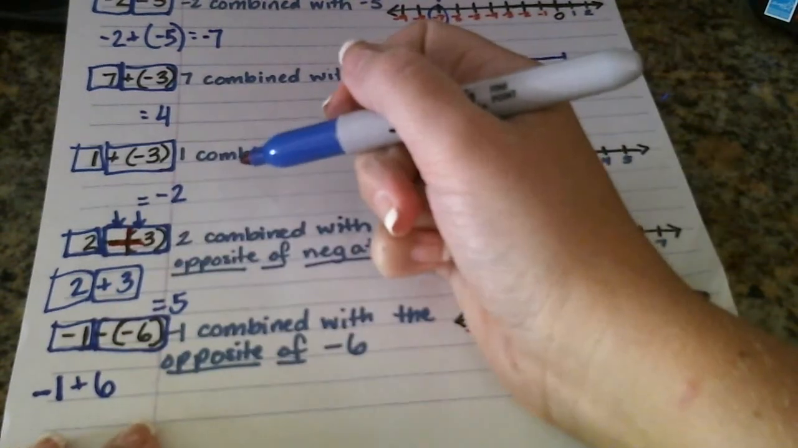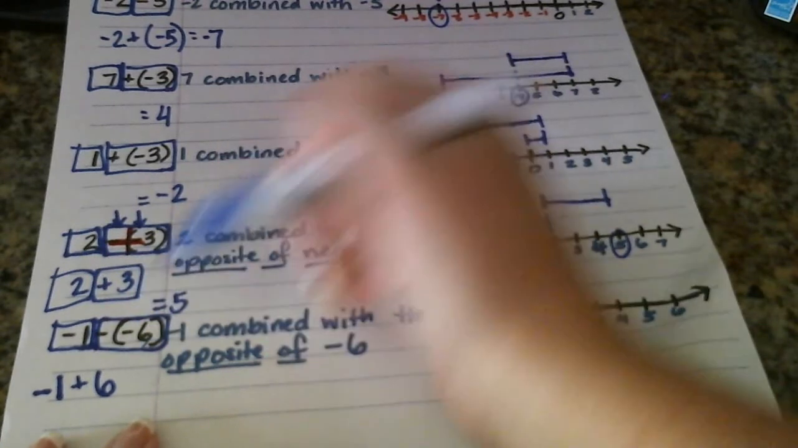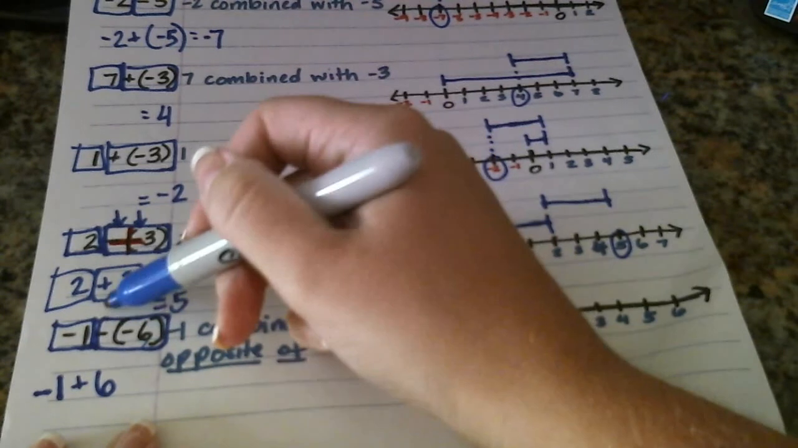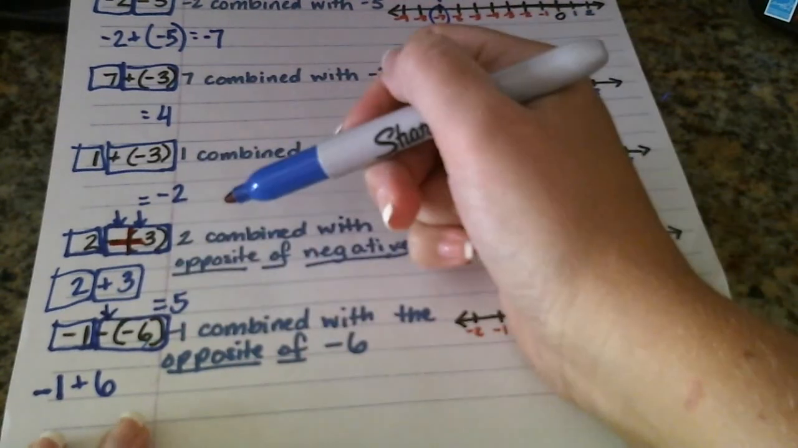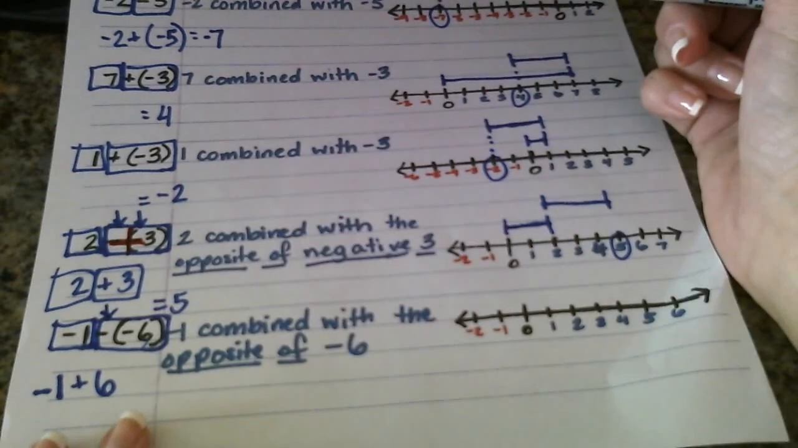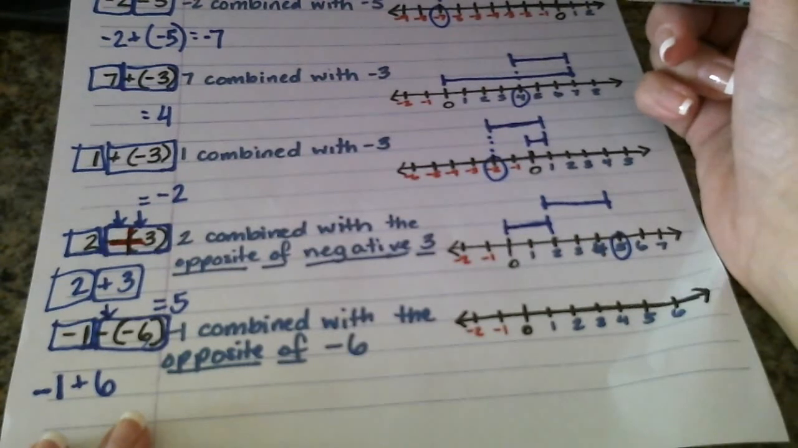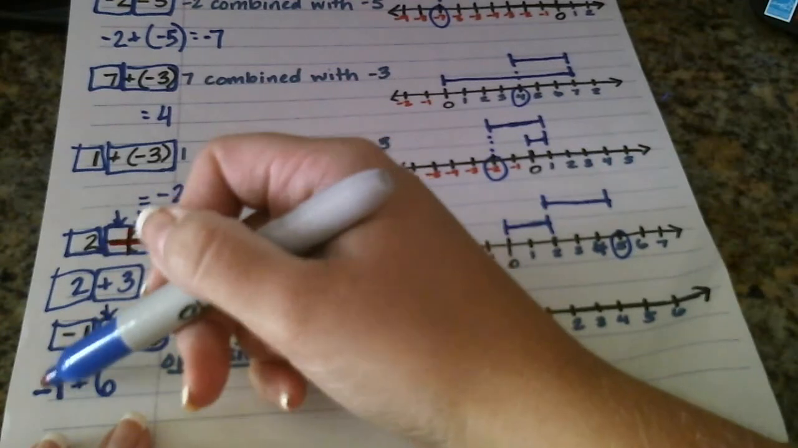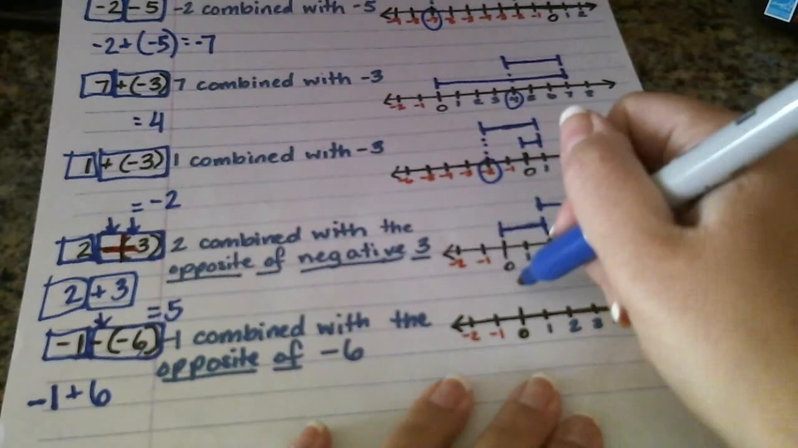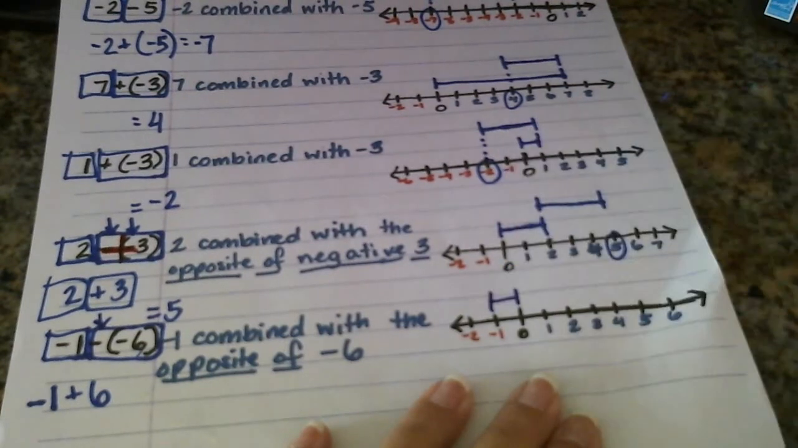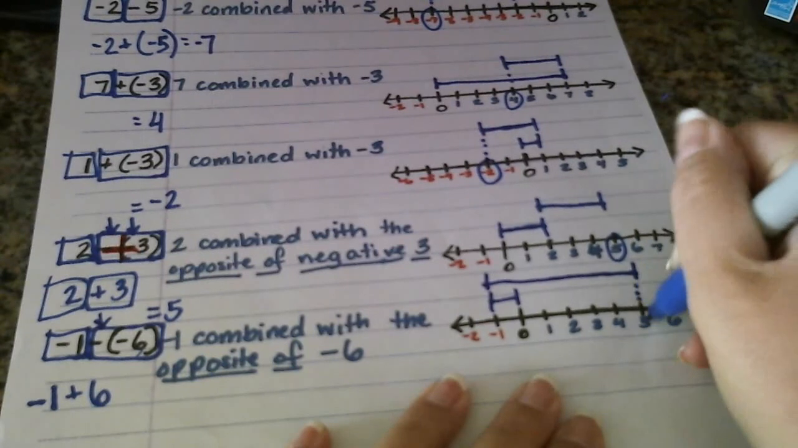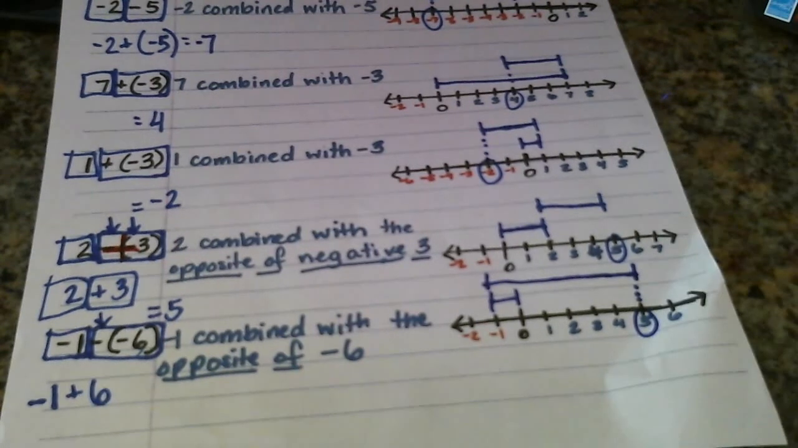Again, if you were thinking of colored chips, negative 6 would be 6 red chips. I don't want a negative 6. I want the opposite of 6 red chips. And the opposite of 6 red chips would be 6 yellow chips, or 6 positives. So what I'm really combining here is a negative 1 with a positive 6. So on a number line, that tells me to move left 1 and then right 6, which is going to take me to a positive 5.